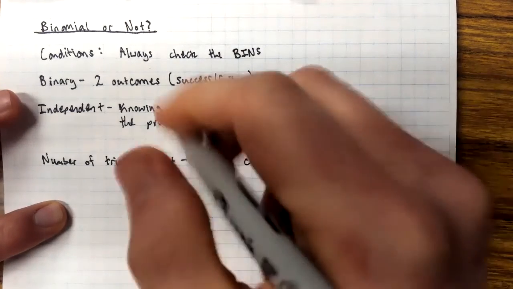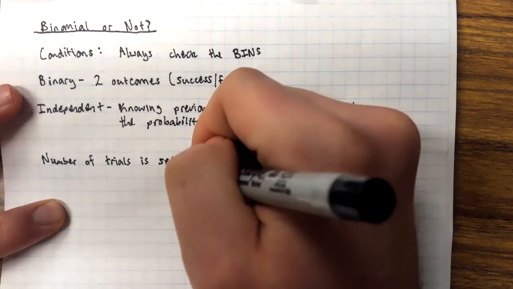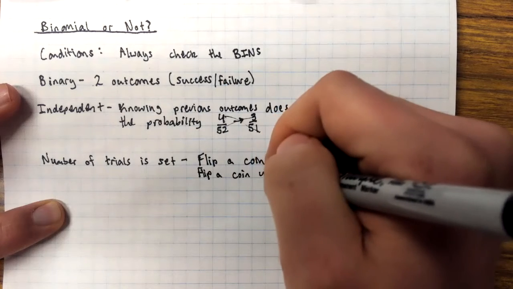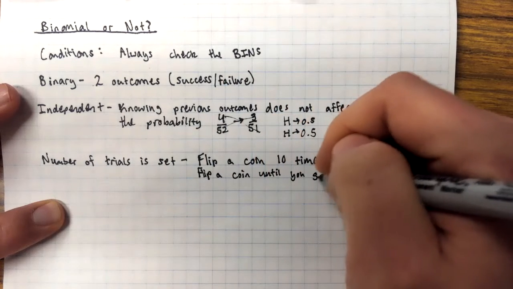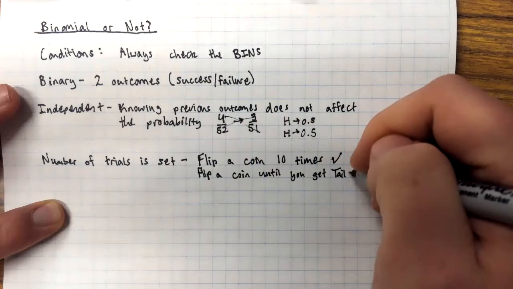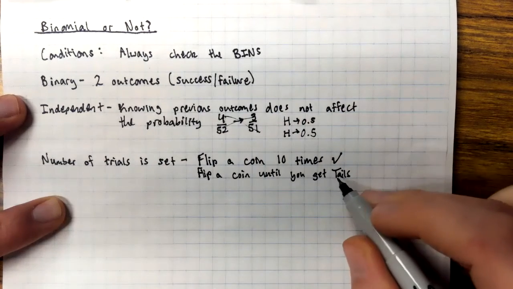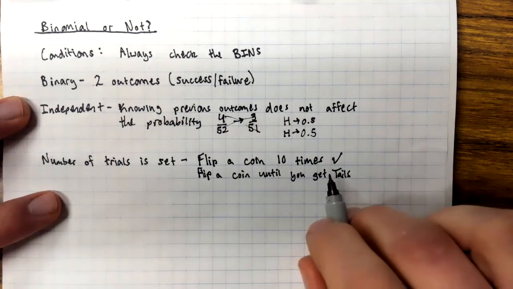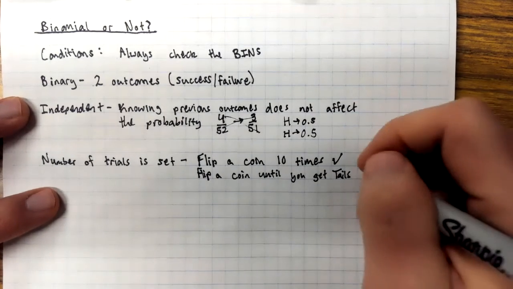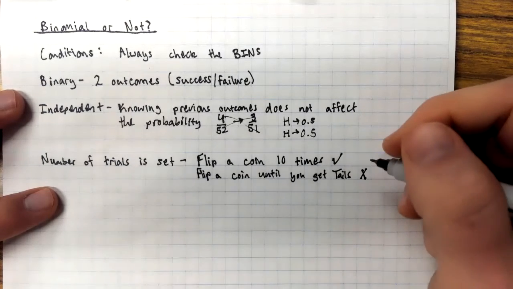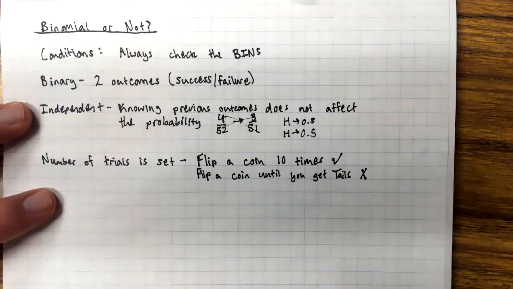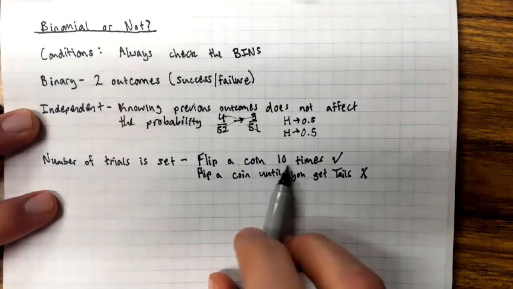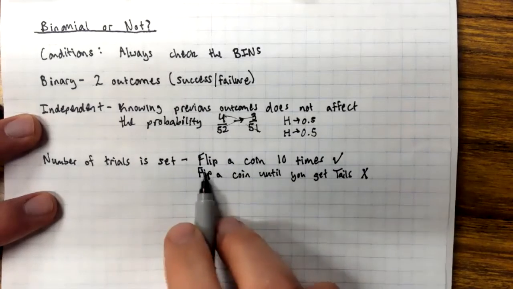What would not be so good is something like this: flip a coin until you get tails. So this is not set. I could flip the coin 5 times. I could flip it 6 times, 7, 8, maybe 2, maybe the first try. We have no idea how many times it's going to take to get a coin to flip and land tails up. Not binomial. For binomial, we have to have a set number of trials, specified already. Like I'm going to flip the coin exactly 10 times and then record the number of times I get tails. That's a binomial random variable, not something like this.